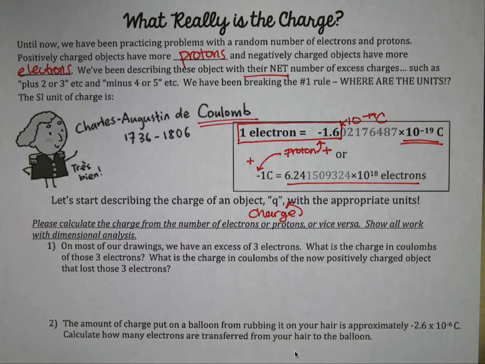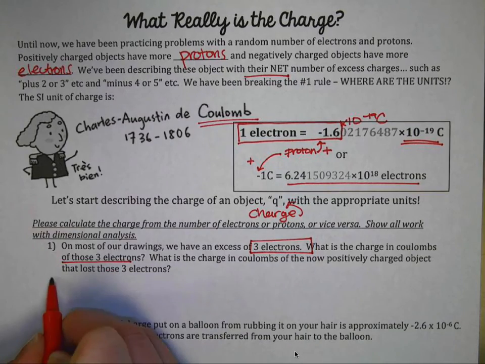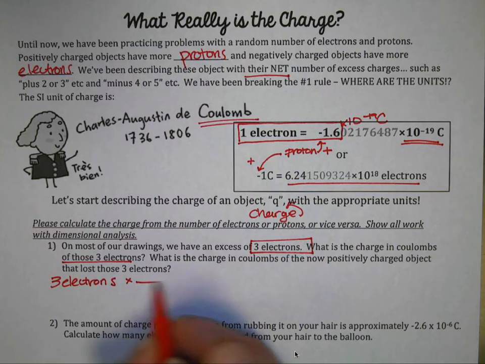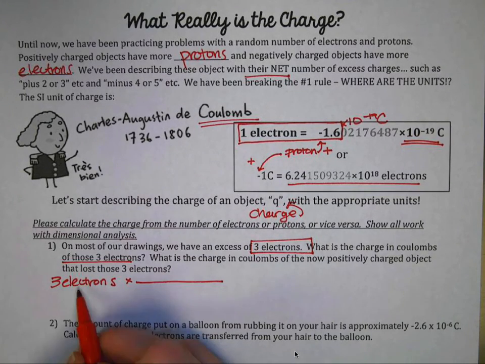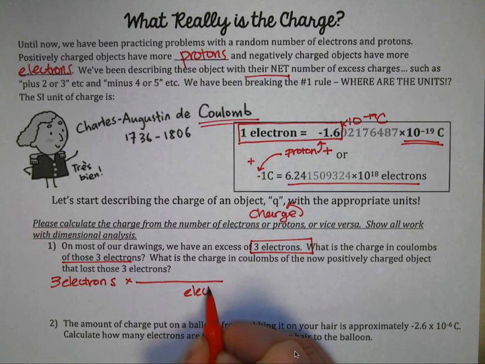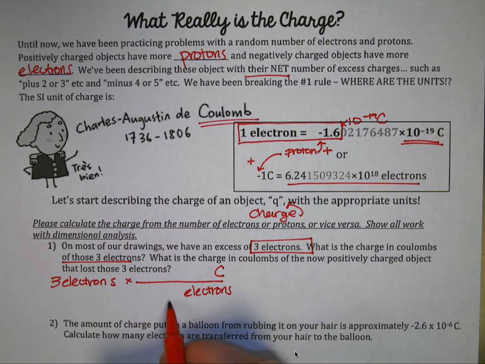So on most of our drawings, we have an excess of 3 electrons. What is the charge in coulombs of those 3 electrons? So I'm going to take my 3 electrons and start with that and multiply it by a conversion factor. If you remember from chemistry, you use dimensional analysis to say, well, if I have electrons as my unit and I don't want electrons as my unit, I'm going to put that on the bottom. I want to get to coulombs, so that unit goes on the top.